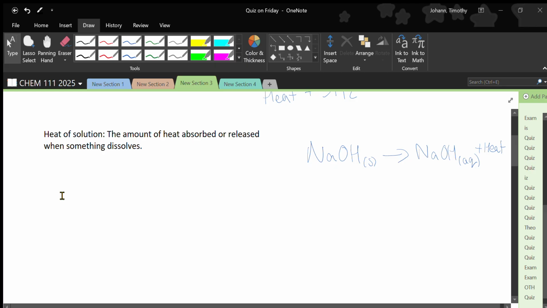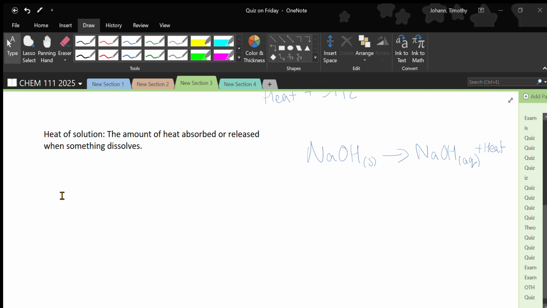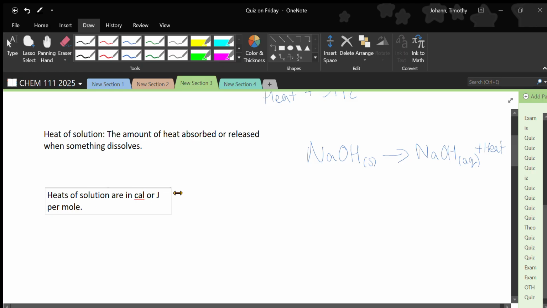We're going to start talking about heats of reaction. We've talked about them maybe in grams so far, but really chemists care about how much of this happens per mole, that's kind of the general unit. And so we're going to say that heats of solution are generally reported per mole, in calories or joules per mole. And so we want to be able to do that sort of thing.